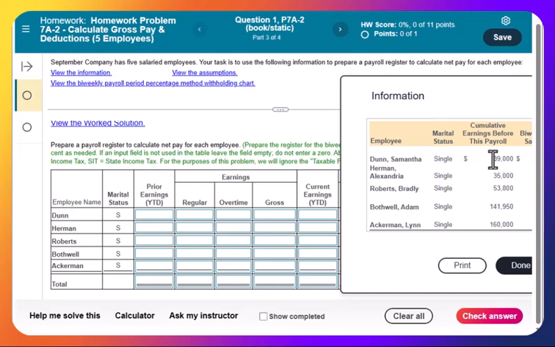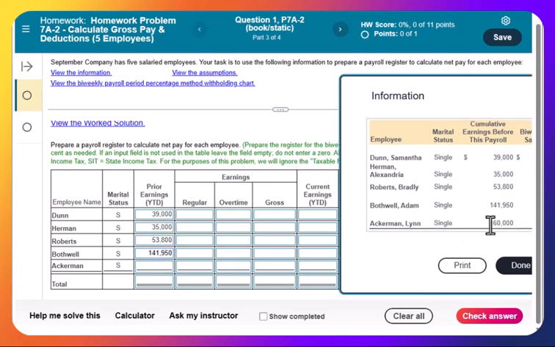And we can go ahead and copy and paste. I recommend you do the same. We have 39,000 for Dunn, 35,000 for Herman. You'll notice those are last names there in our register versus the information. And if you would like to, you can put this in an Excel spreadsheet. You can go ahead and do that with homework or even a test. It can help you learn Excel better.